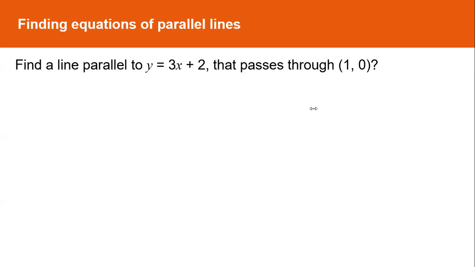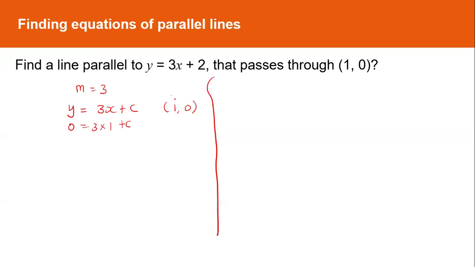Okay, so we are going to find a line parallel to y is equal to 3x plus 2 and also passes through the coordinate 1, 0. So we already have our gradient, which is 3. We write our equation as y is equal to 3x plus c. Now we substitute our coordinates into this equation. We'll have 0 is equal to 3 times 1, which is the x, plus c. Then we'll have 0 equals 3 plus c.